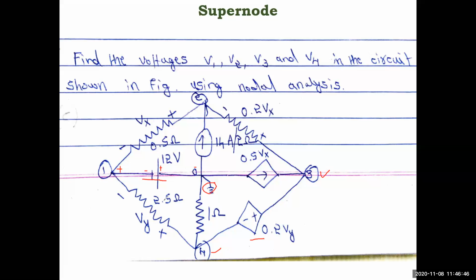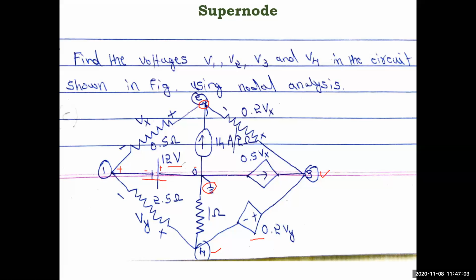V4 minus V1, that's all you have to write. Voltage, not current, right? So just V4 minus V1 is Vy, which you have to substitute. Then finally you have to write the equation for node 2. This is not a super node, right? So you will get 3 equations, and everywhere you have to substitute V1 equal to minus 12 volt.